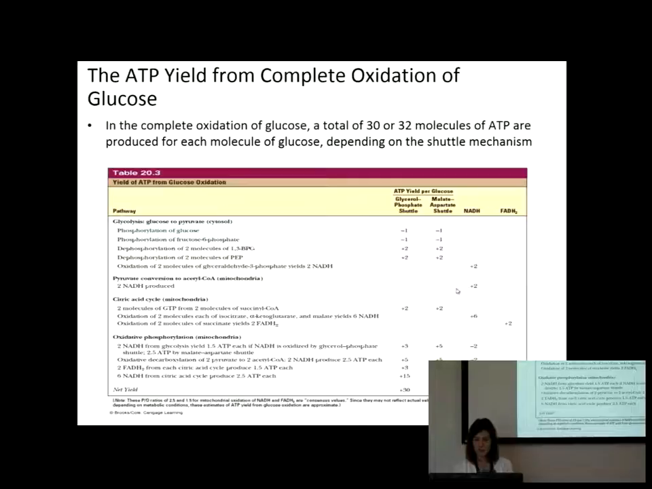Now, this is in the mitochondria, so the 2 NADHs will make 5 ATPs, because 2.5 times 2 is 5. And then we're talking about the FADH2. 2 FADH2s will make 3. The 6 NADHs, 6 times 2.5 is 15. So if we use the Glycerol-Phosphate Shuttle, we have 2 fewer ATPs than if we use the Malate-Aspartate Shuttle. So depending on what shuttle you use, you're going to net for every molecule of glucose either 30 or 32 ATPs.